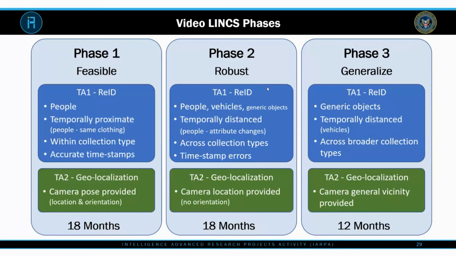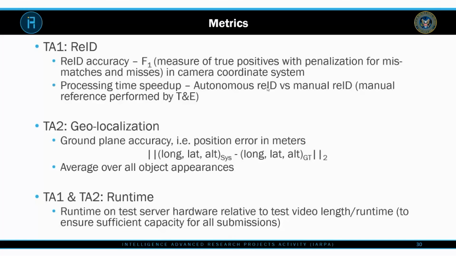In phase 3, as I mentioned, the re-identification will move to generic objects where specific milestones will be placed for performance on those generic objects. For vehicles, moving to temporally distanced cases where the conditions of the collection may change significantly, and across broader collection types. Geolocalization will be performed in cases where just the general vicinity of the camera is known, but the location and orientation are not. Here we list the metrics that we will be using for TA1 for the re-ID.